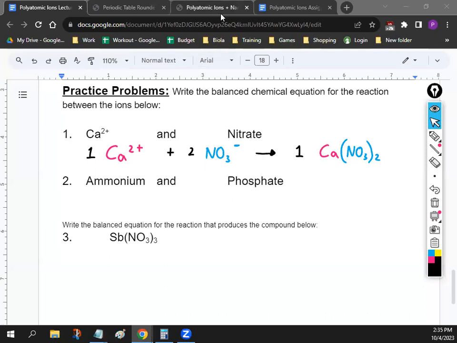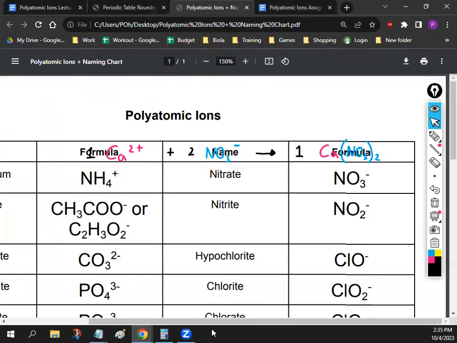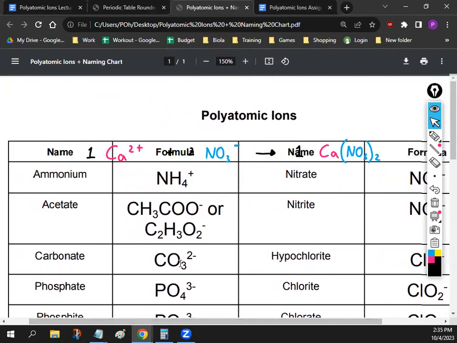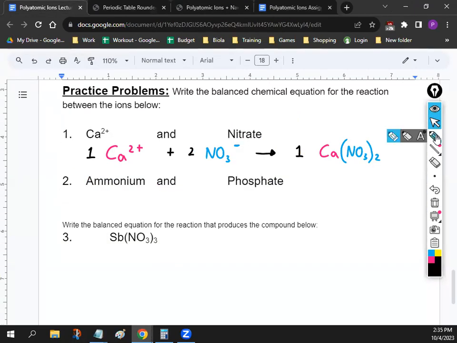Okay, so if we take a look at the chart, we have ammonium here on the top left. And if you notice, ammonium is NH4 plus. So we're going to copy down NH4 plus. That's the formula right here for ammonium. So NH4, and the charge is +1.